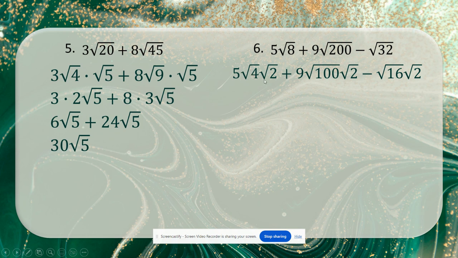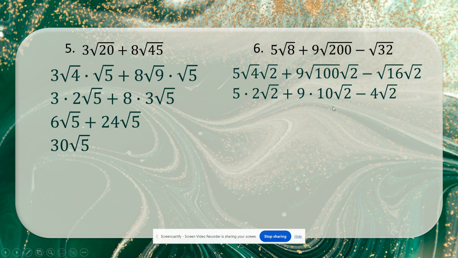So I have 5 root 4 root 2 plus 9 times the square root of 100 times the square root of 2. Of course, 200, that's simplifying that. It's pulling out the highest perfect square factor, minus the square root of 32. Of course, the highest perfect square that goes into 32 is 16. So I can simplify all my perfect squares, the square root of 4, the square root of 100, the square root of 16, and I do that in that step. So 5 times 2 root 2 plus 9 times 10 root 2 minus 4 root 2.